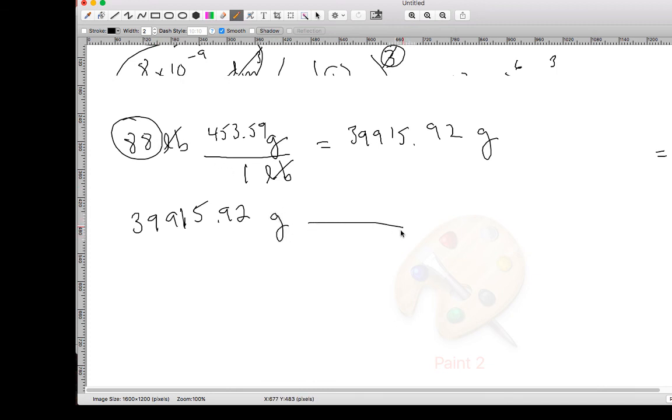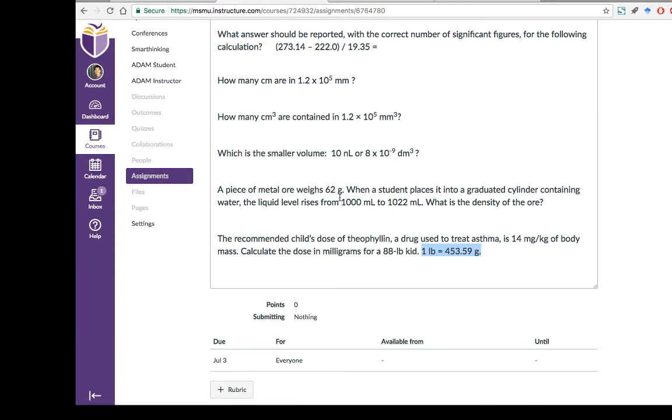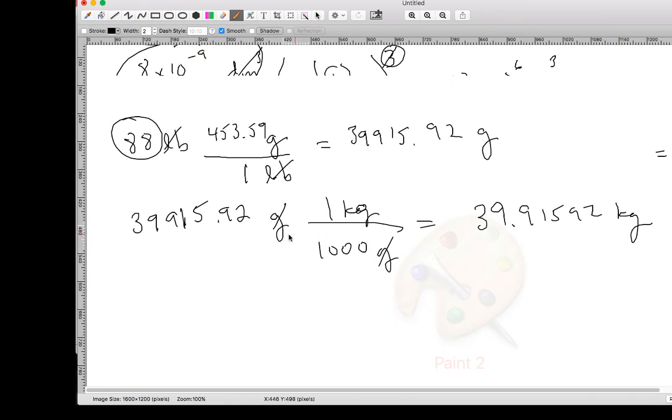So this is grams. I know that there are 1,000 grams in 1 kilogram. Okay, there we are. So this ends up being 39.91592 kilograms, okay? That's a lot of kilograms, but that seems appropriate for someone who's 88 pounds. Now, the rest of the problem was 14 milligrams per kilogram of body weight. What's the dose in milligrams? So I want milligrams, I don't want kilograms, right? So here we go. I have 14 milligrams. That's what I want. That is per kilogram. Per kilogram means for every 1 kilogram of body weight, you're giving this kid 14 milligrams of drug.